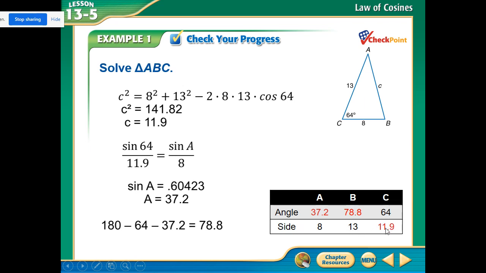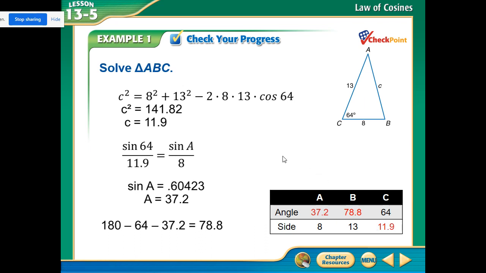Now, once I got that 11.9, I can go back to the law of sines. So I do 64 over 11.9, and now I'm going to use the 8 with the sine of A. Cross multiply, sine of A equals this, second sine equals 37.2. Then from there I subtract, and I get my 78.8. And so those are my three other values that let me solve the triangle.